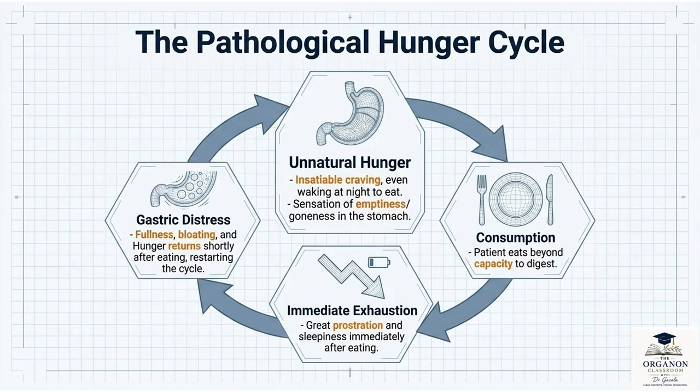Now when it is in such excess, like we always say, anything in excess is dangerous. Here also it stands true, because however much the patient is eating, it is not going to get digested. So eventually it is going to give him GI issues, right? Starting from the basic heartburn and indigestion. Immediate exhaustion, great prostration and sleepiness immediately after eating, followed by gastric distress like fullness, bloating, hunger returns shortly after eating, and he restarts the cycle.